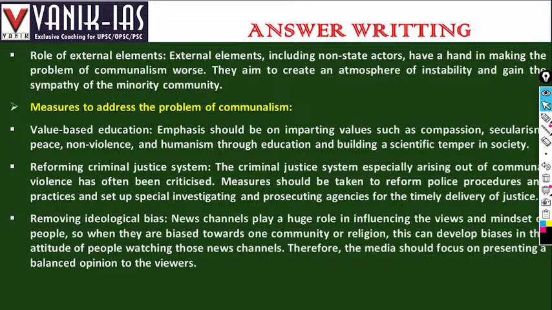Removing ideological bias. News channels play a huge role in influencing the views and mindset of people. So when they are biased towards one community or religion, they can develop bias in the attitude of people watching these news channels. Therefore, the media should focus on presenting balanced opinion to the viewers.